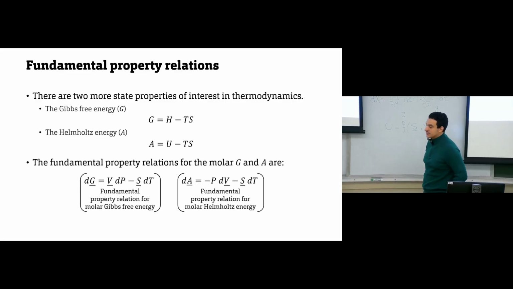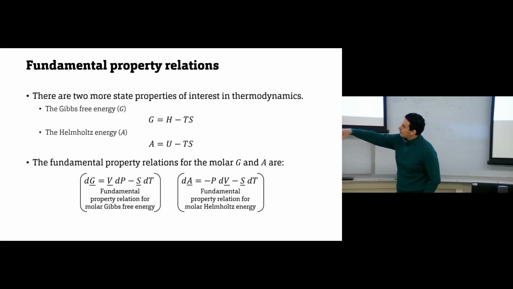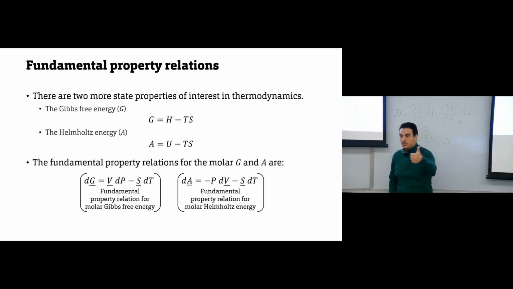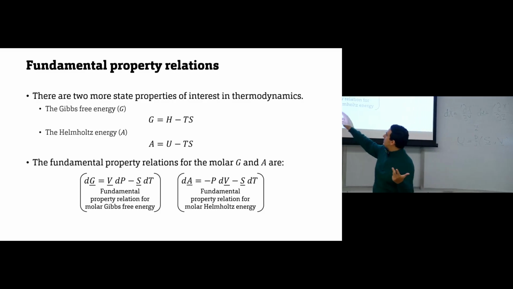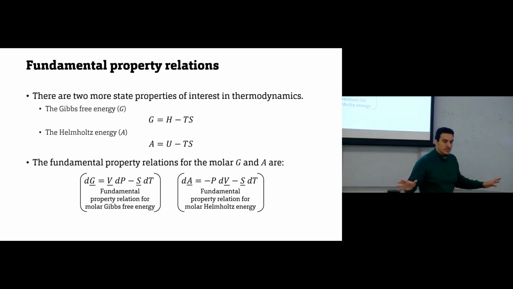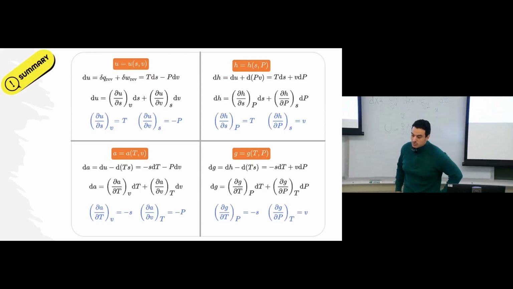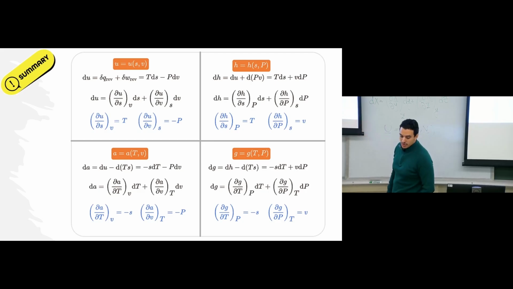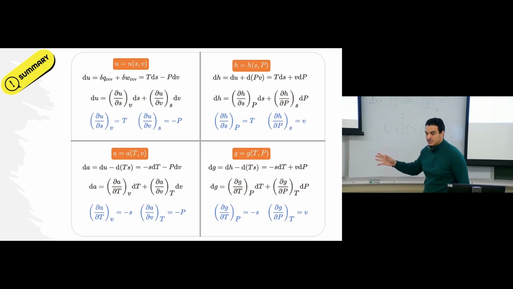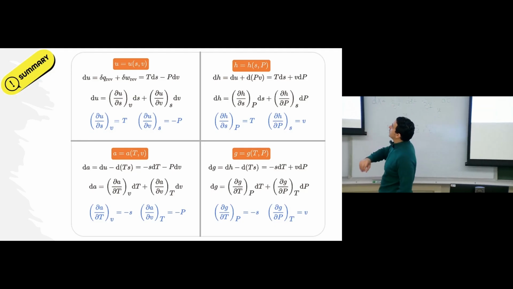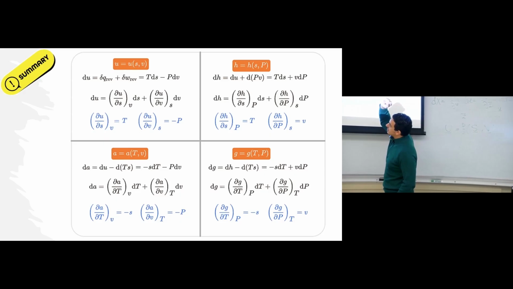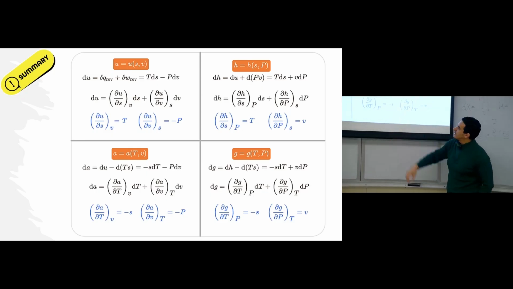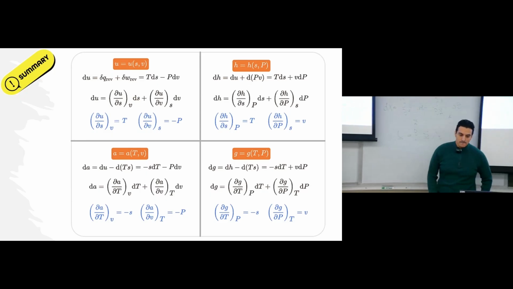So we have these other fundamental property relations, one for Gibbs free energy, one for Helmholtz equation. So we have four fundamental relations: one for internal energy, enthalpy, Gibbs free energy, Helmholtz equation. Do the same thing for all of them, and as a summary, this will be everything that you need to have. Okay, so from property relation number one, dU by dS at constant V, this is temperature. dU by dV at constant S, this is minus P. This is the fundamental property relation number two. This is the conclusion of fundamental property relation number three. This is fundamental property relation number four. Clear?